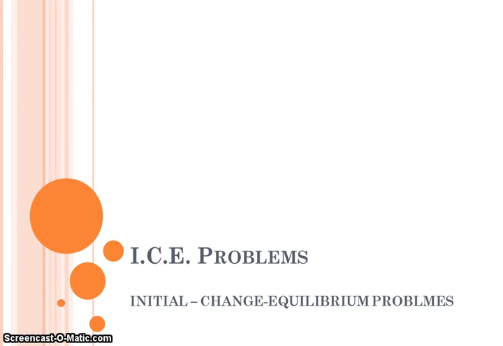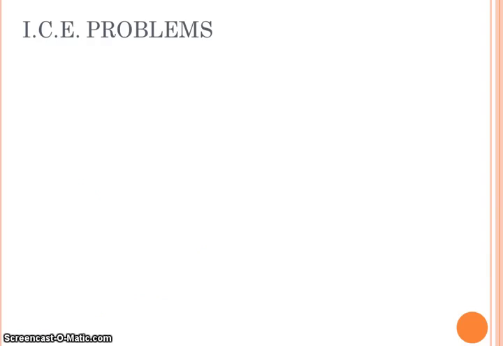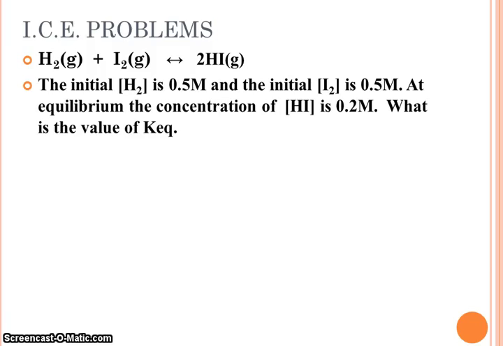ICE problems. ICE stands for initial, change, and equilibrium problems. So let's look at an ICE problem. Let's say that we're going to take hydrogen and iodine and we're going to produce hydroiodic acid. The question tells us that the initial hydrogen concentration is 0.5 molar and the initial iodine concentration is 0.5 molar. And it tells us that at equilibrium, the concentration of hydroiodic acid is 0.2 molar. We want to find the value for our equilibrium constant.